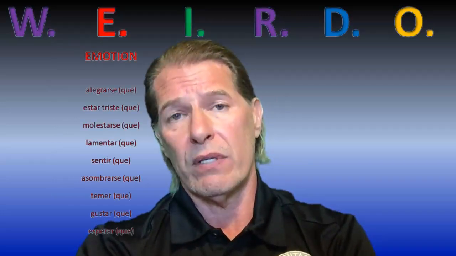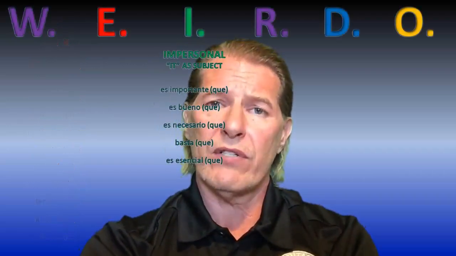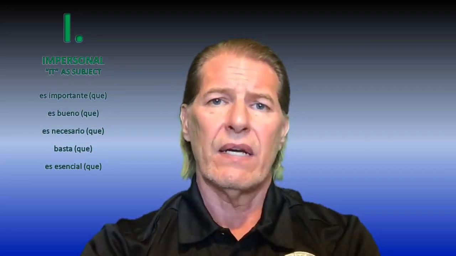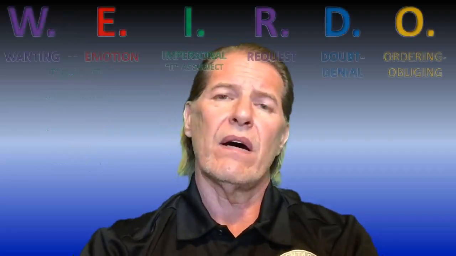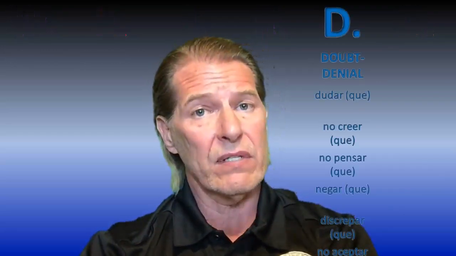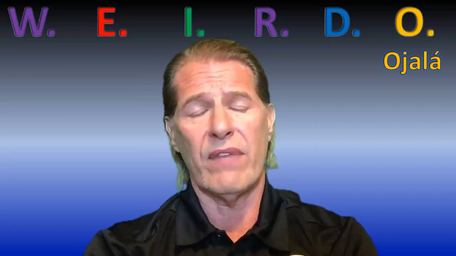So the W stands for verbs of wanting, wishing, hoping, etc., things like that. The E stands for verbs of emotion, and many of these are reflexive verbs. The I stands for impersonal expressions of wishing, wanting, requesting, doubting, and many of these begin with es and then some adjective afterwards. The R in weirdo would stand for verbs of requesting, asking, or causing. The D stands for verbs of doubt, denial, or negation. And then finally the O stands for ojalá que, which we actually covered under video 1 if you remember. So you guys already have that one taken care of.